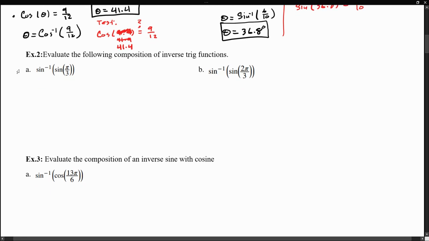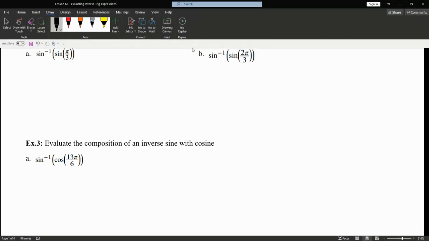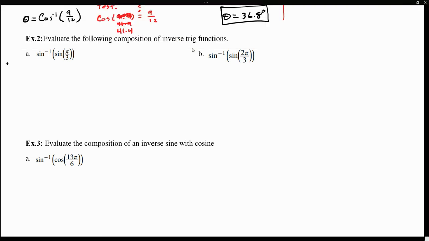So now let's take a look at something a little more complicated, which is the idea of composition. And composition can be a little bit more tricky because we have to remember the different restrictions that we discussed in class. Let's recall that for sine, in order for the inverse to be a function, we have to restrict the domain to be between negative pi over 2 and positive pi over 2.